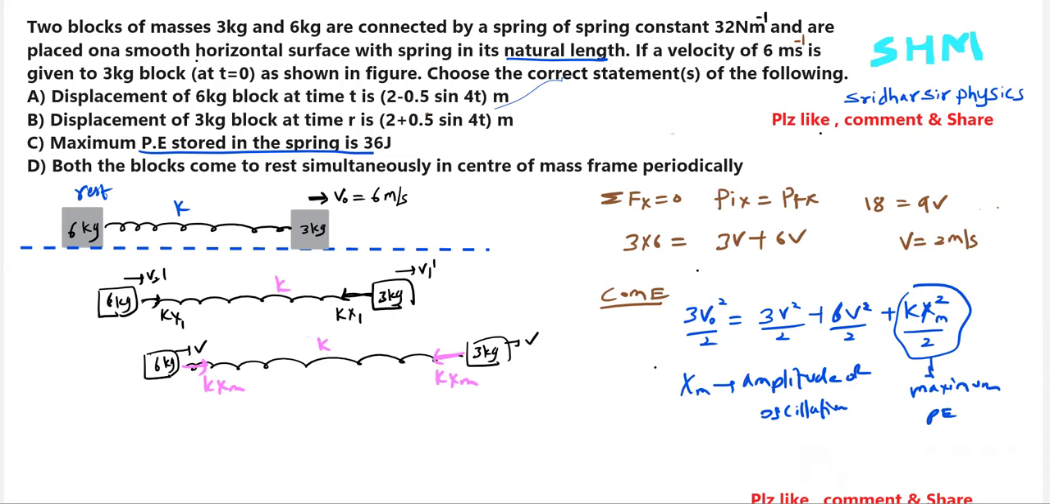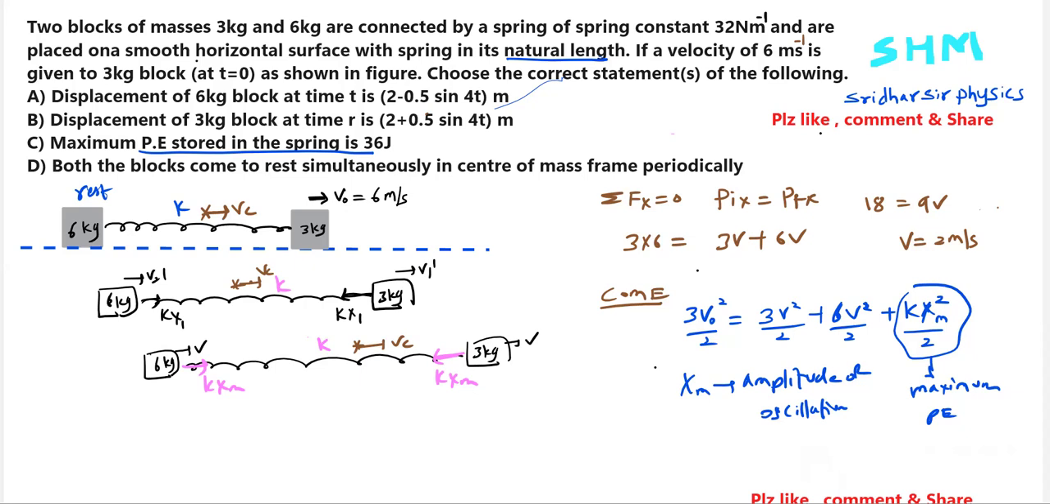About what point? About the center of mass, which will move with a constant velocity. About this center of mass, they'll be oscillating. So what's the state of the 6 kg block? It will be first natural length, elongation, maximum elongation, then elongation, next compression, maximum compression. Like this, the process will continue. And about the center of mass, which is moving with a constant velocity, they'll be executing SHM.